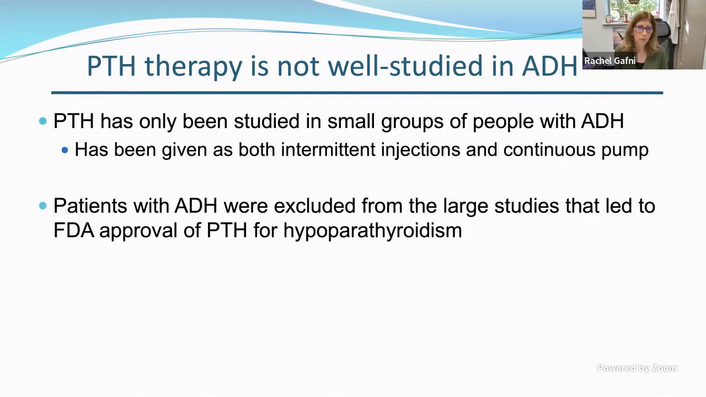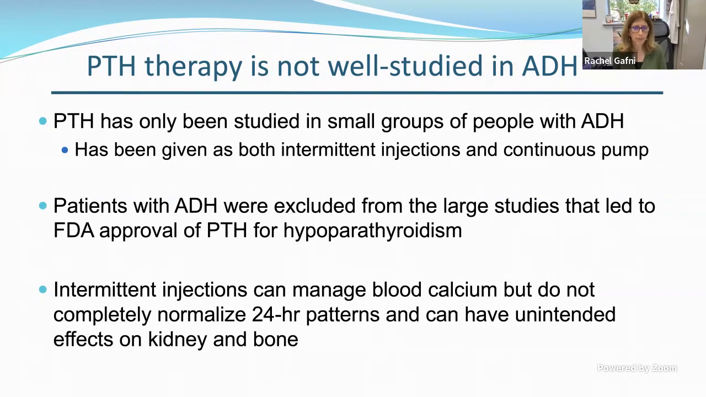In fact, patients with ADH were specifically excluded from the large studies that led to FDA approval of PTH for hypoparathyroidism. And I believe in the phase 3 TransCon study that Dr. Khan presented, only 1 or 2 patients with calcium sensing receptor mutations causing ADH1 were included. Somebody had asked in the earlier talk, do you need to get genetic testing to be prescribed PTH? In fact, the studies were done primarily in patients with post-surgical hypoparathyroidism and other genetic causes. Patients with other genetic causes were in some of those studies, but not ADH.